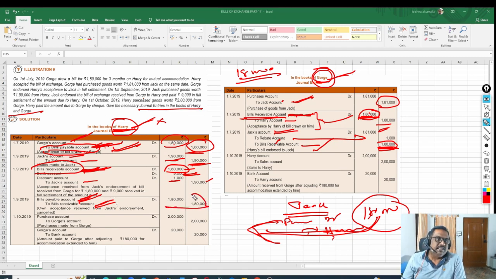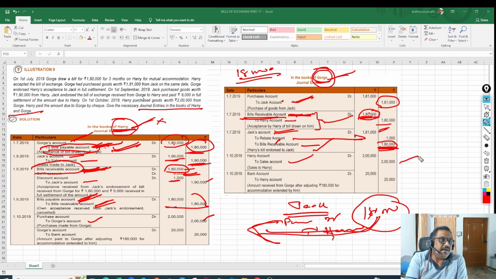We cancelled it. Then what happened? On 1st October 2019, Harry purchased goods worth 2 lakhs from George. So purchase account debit to George account 2 lakhs, and Harry account debit to sales account 2 lakhs. This is a very simple entry. So he purchased goods and George sold goods. So both the entries we have written.